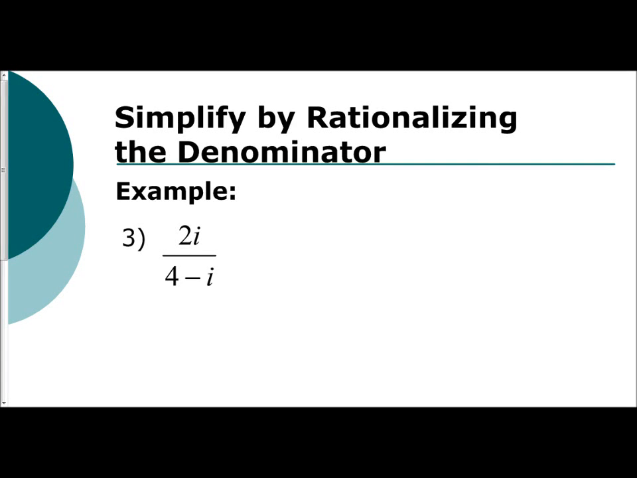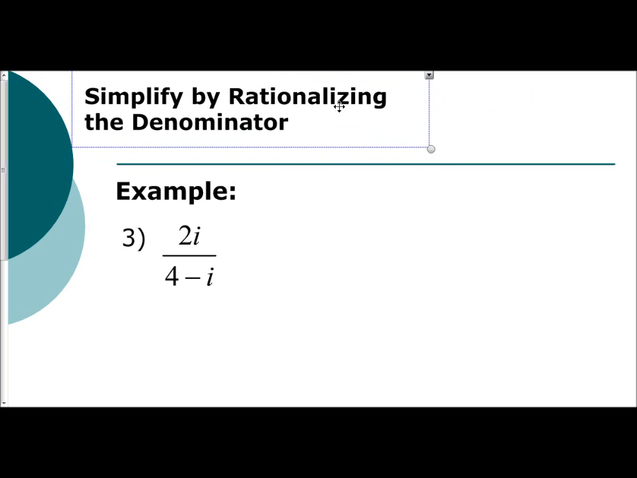In this video, we're going to examine how to simplify an expression with a complex number inside the denominator, and we're going to use the idea of rationalizing the denominator, making the denominator real by multiplying by a clever form of 1, using the conjugate.